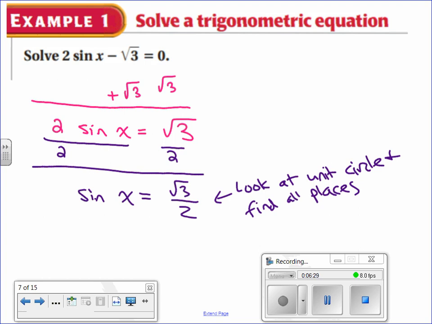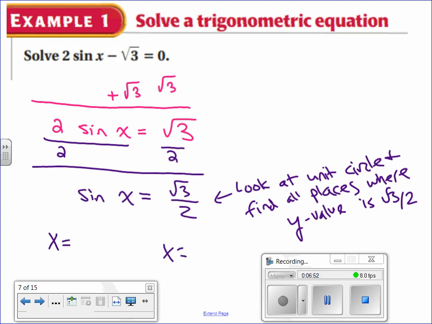Look at the unit circle and find all places where the y value is radical 3 over 2. So you personally don't need to jot down what I wrote down, but I thought that'd clear up what we're looking for. We want all of our y values to be radical 3 over 2. So you're kind of going on a treasure hunt. You're going to find 2 places on the unit circle that have y values of radical 3 over 2.